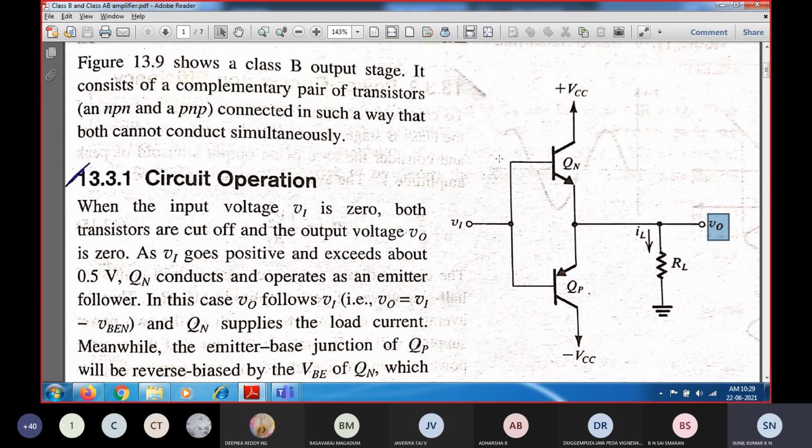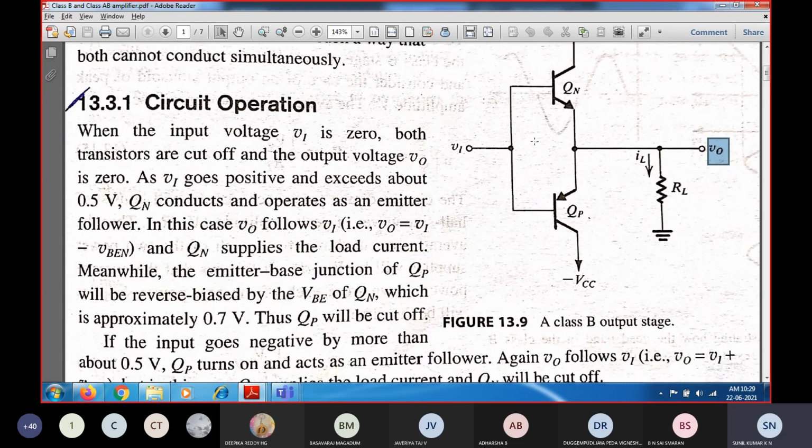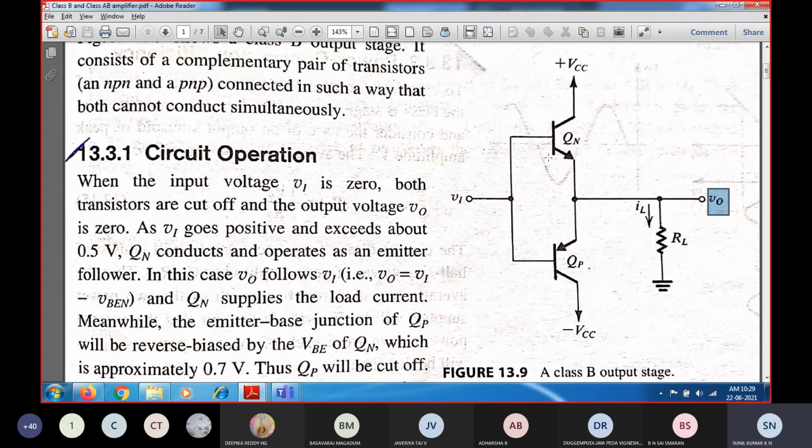So we will see the circuit operation now. Whenever we have an input voltage Vi equal to 0, we can say that Qn as well as Qp both will be operating in cutoff state. So both the transistors will be in cutoff, that means both will be in off state. So what is the output voltage? The output voltage will be equal to 0. So V0 will be equal to 0 when Vi is equal to 0.